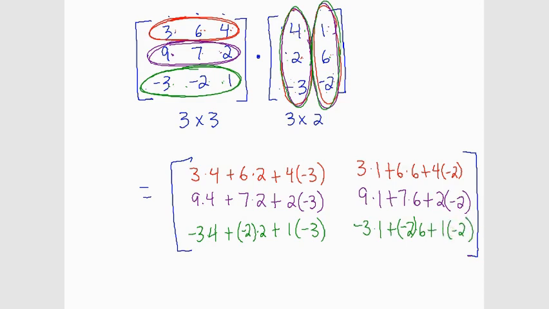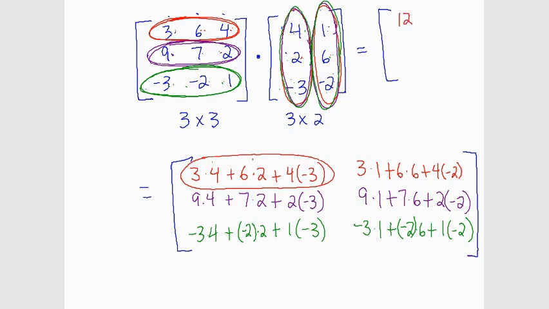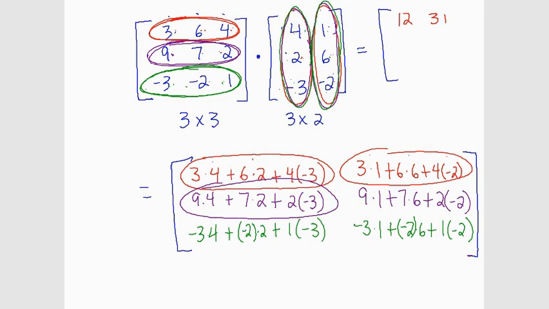And all we have to do now is simplify. Go ahead and write it up here as my final answer. Now I'm going to simplify this. I got 12 plus 12 is 24, minus 12, and I get 12 there. I've got this entry in here, 3 plus 36 is 39, minus 8, that is 31. And then we'll do this one. We've got 9 times 4 is 36, plus 14, so 36 plus 14 is 50, minus 6 is 44.